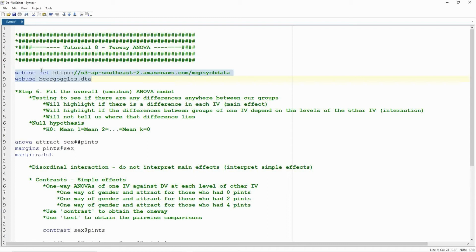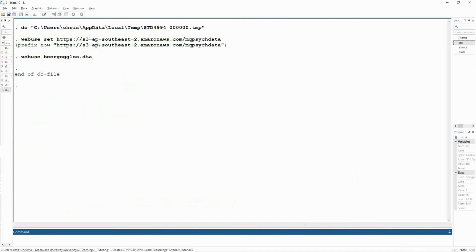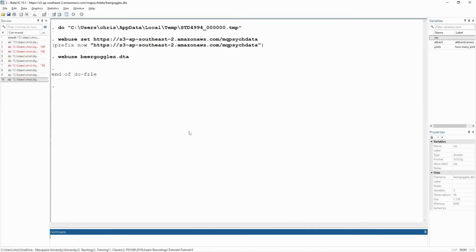This dataset was exploring whether or not the amount of alcohol that a person consumes changes the amount of attractiveness they see in someone of the opposite sex. But the interesting twist to this dataset is we're also comparing differences between males and females. So let's just make sure my dataset has loaded. It has. Let's just bring my variable windows in. Fantastic.